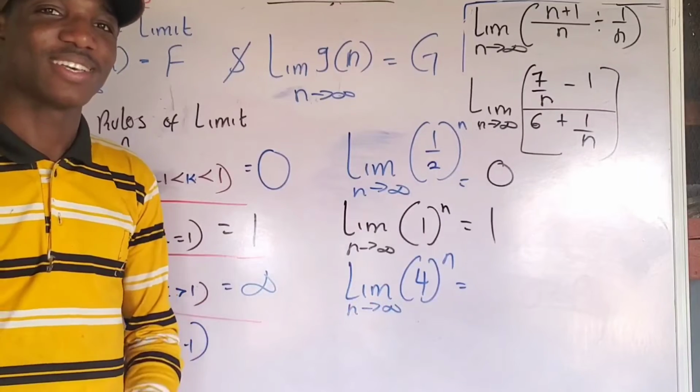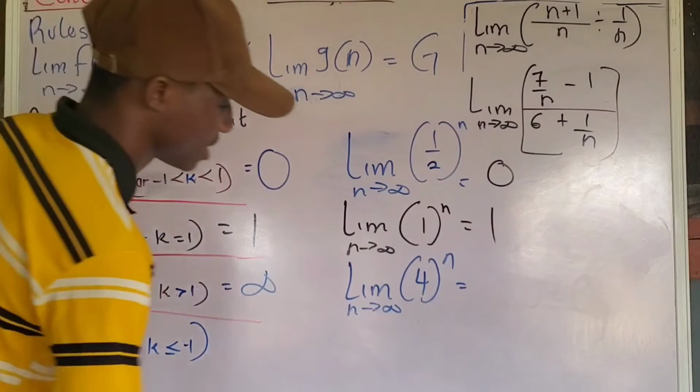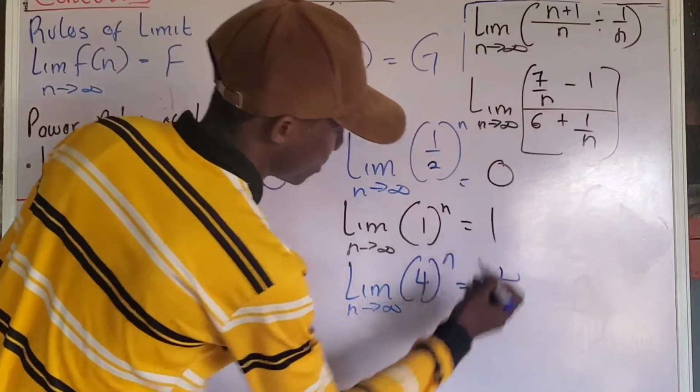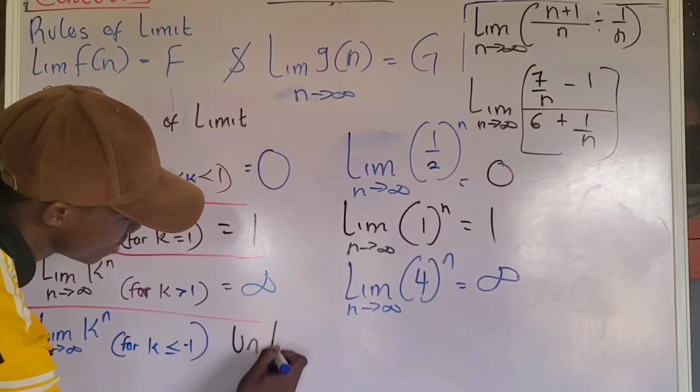So that's it. Okay? Now, let's look at the third condition. Infinity. Now, let's look at the fourth condition. We have the limit of k to the power of n as n tends to infinity. This one is undefined. You understand? Now I'm going to explain. Just pay attention. This one is undefined.